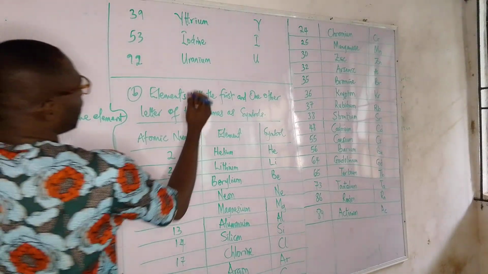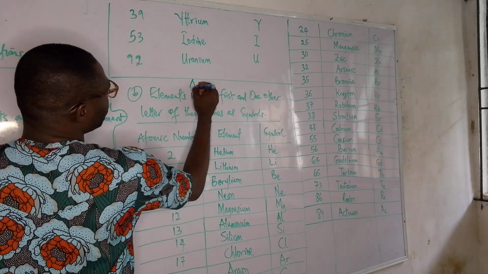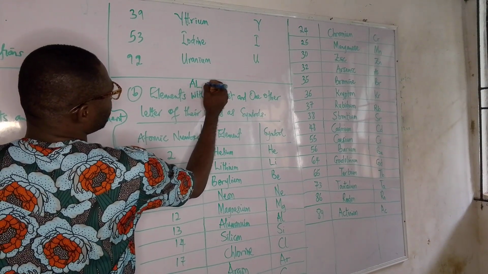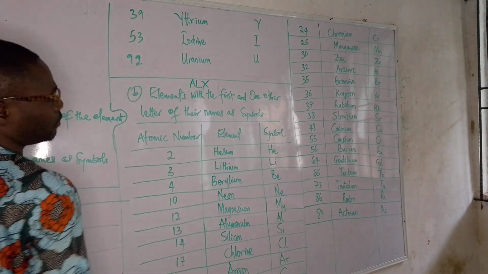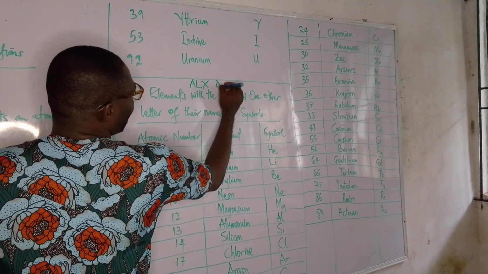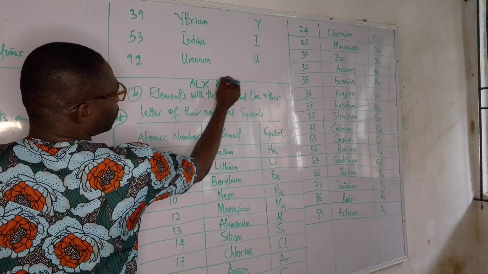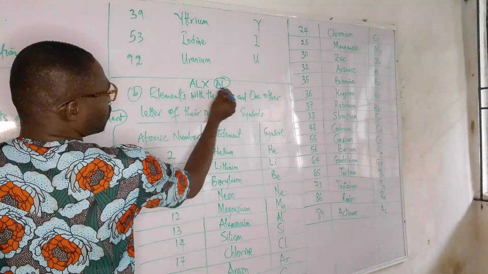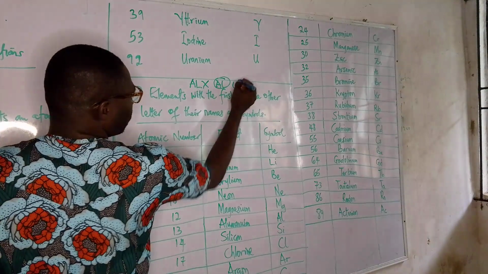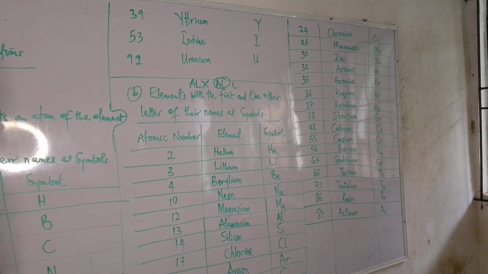Aluminium is not written this way. This is not acceptable. It should be A, then L, and the L should be a curved stroke, not a straight stroke. So it should be curved. So Al. That is how to write aluminium.